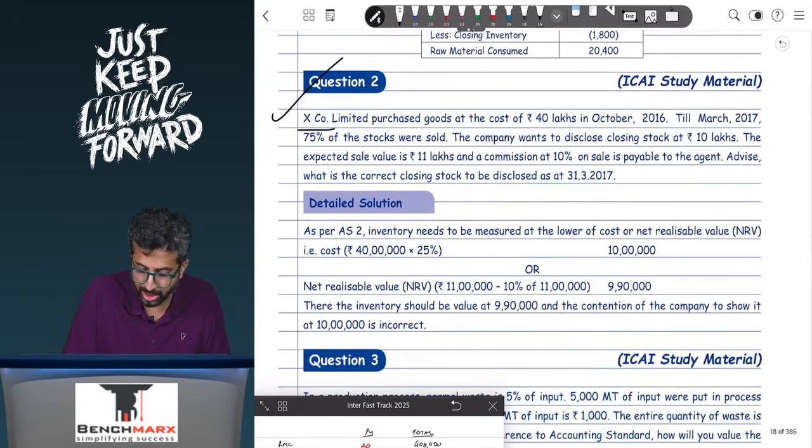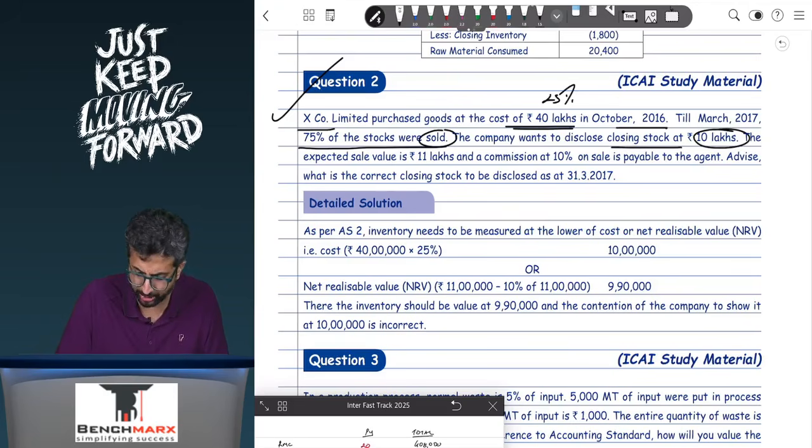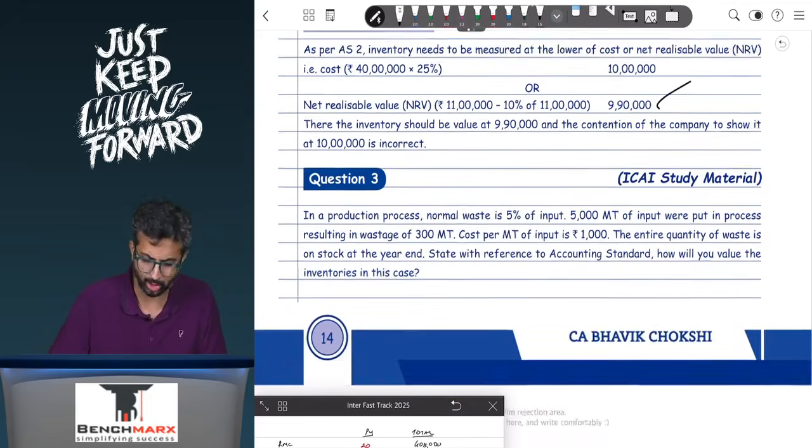X company limited purchased goods at a cost of 40 lakhs in October 16. In March 17, 75% of the stocks were sold, which means 25% of the stock remain unsold, that is 10 lakh rupees. The company wants to disclose the closing stock at 10 lakhs, that is at cost. The expected sale value is 11 lakhs and a commission at the rate of 10% on the sale is payable to the agent. Okay, so my NRV will be 11 minus 10%, that is equal to, I think, 9.9. Advise the correct closing stock to be disclosed. So this will be cost, that is 10, or NRV, that is 9.9, whichever is lower, so that is 9.9, and hence 10,000 will be expensed off to the profit and loss account. So that is question number 2.